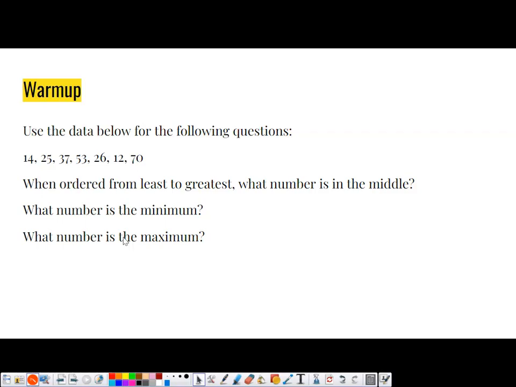All right, so here is our warm-up. Use the data below for the following questions. So we have this set of data. When ordered from least to greatest, what number is in the middle? What number is the minimum? What number is the maximum? So a fairly simple one.